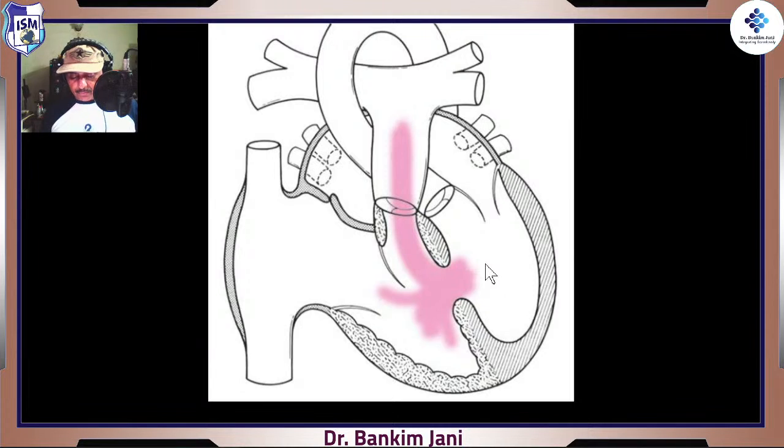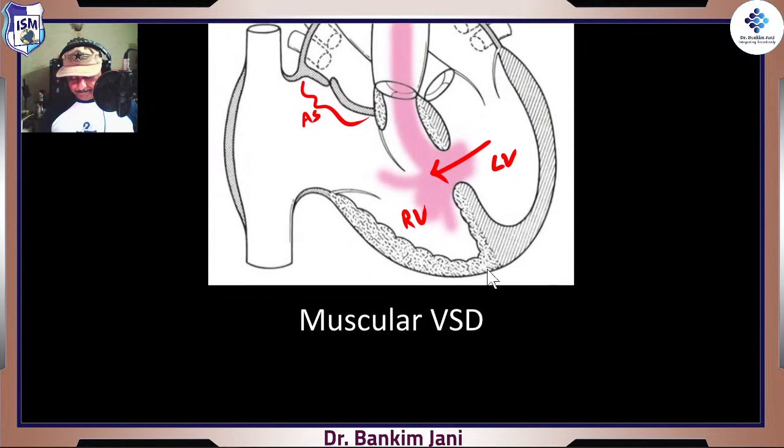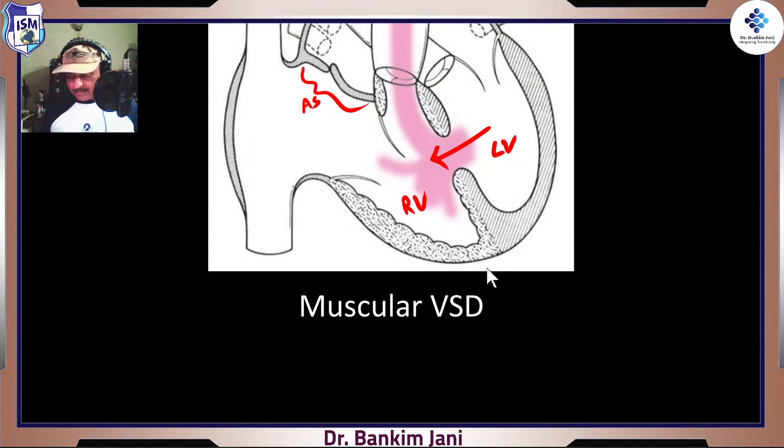Technically speaking, it looks like this, right? That one is the atrial septum. This one is the ventricular septum, and that's where we see the defect, right? Left ventricle and right ventricle. So that is muscular VSD.